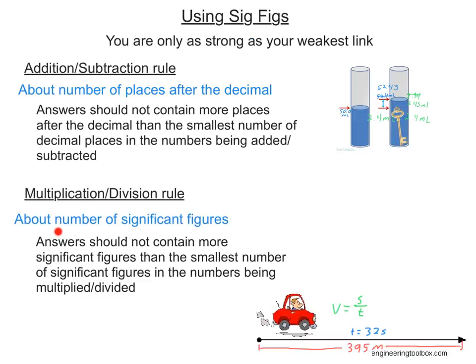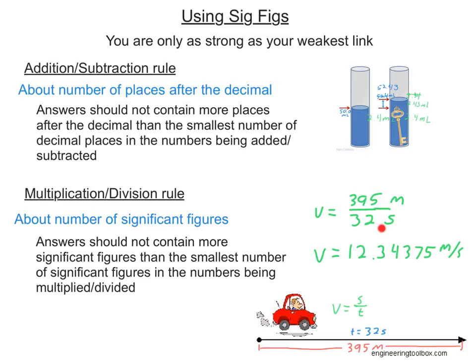Now, in the multiplication division rule, it's about the number of significant figures, as opposed to, in the addition subtraction, the number of places after the decimal. So it's just how many significant figures do you have in multiplication division. And once again, you're only as strong as your weakest link. So let's look at a little example calculating velocity. Velocity is displacement. If you haven't had physics or IB physics, that S might be a little weird, but that stands for displacement, or in essence, how far you go, divided by time. And then I have some measurements that I took about this car. We timed it out and took 32 seconds to cover a measured distance, or displacement, of 395 meters.